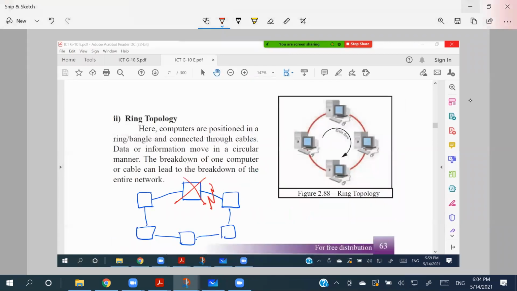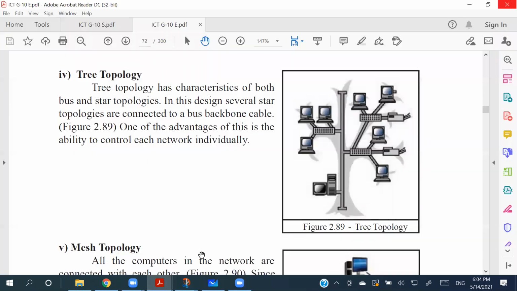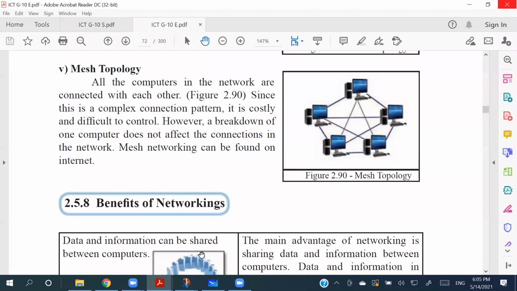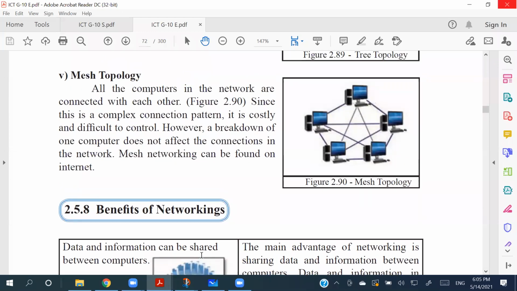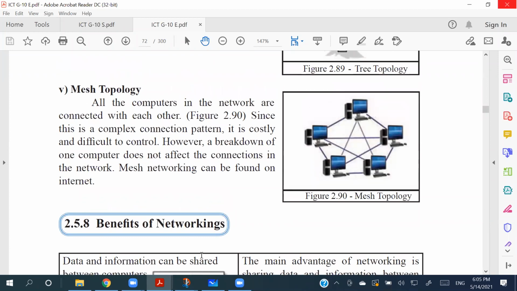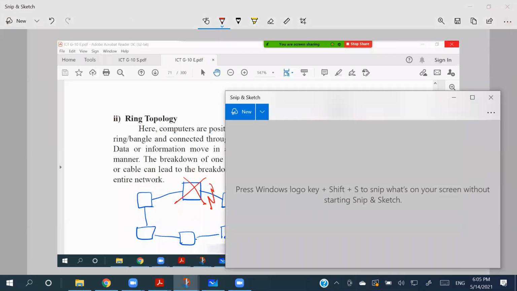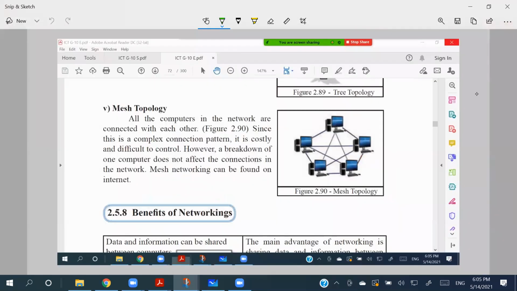The last one is called the mesh topology, right? The mesh topology is the most expensive topology to establish because it consists of individual data connections to each and every other device, right? So as you can see in the picture, right?